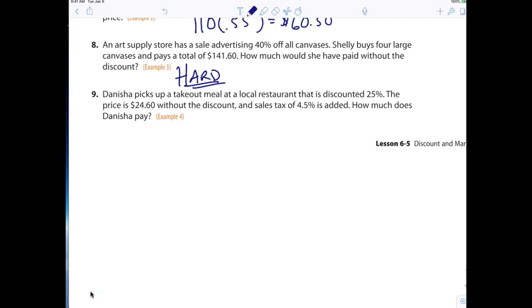Now, here's why this one I said is hard. Do we know what the original price is? X. I'm multiplying X by what? 0.6. And that will give me what answer? Very good. $141.60. Come on now. I want that to make sense. This price, which we don't know, if I multiply it by 0.6, is going to give me $141.60. Do you agree with that, Justice? Is my logic sound? Good.